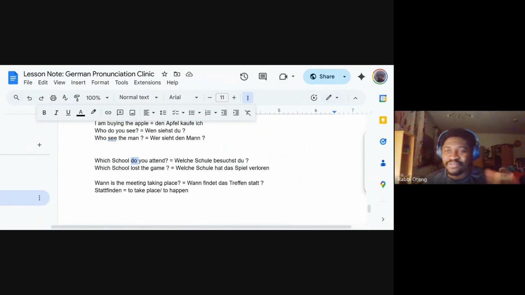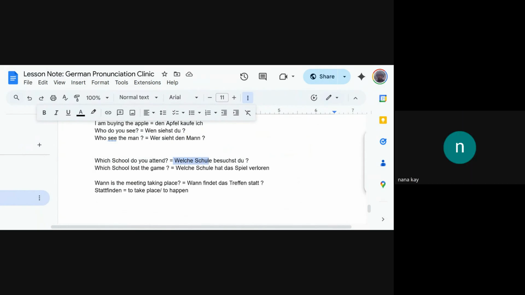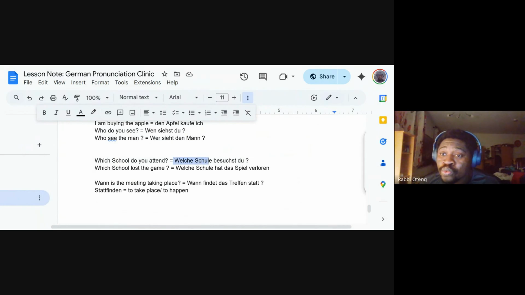We don't use those helping verbs. We ignore the do or is. We always use the main verb in the sentence. Okay, so the main verb in this sentence is attend. So welche Schule besuchst du? Right after the W question, right after the W question, we go straight to our subject. The welche, the Schule here is attached to what? Welche, which school? Which school?